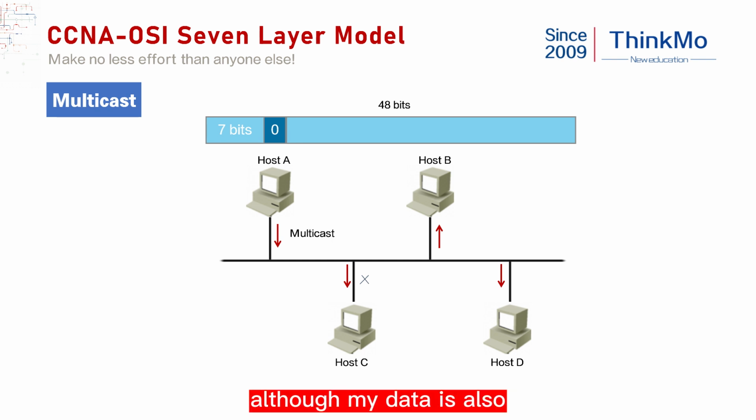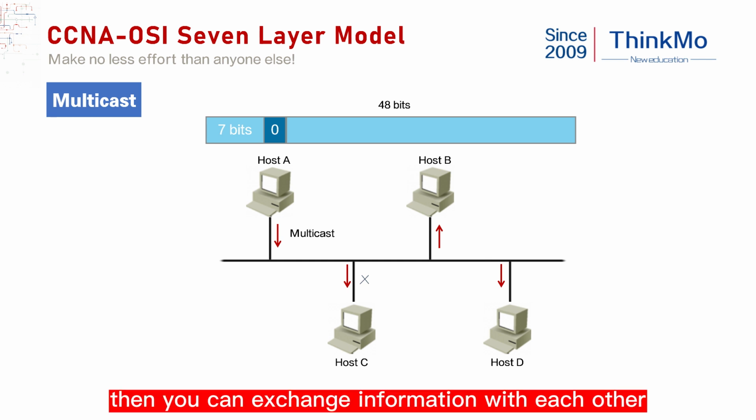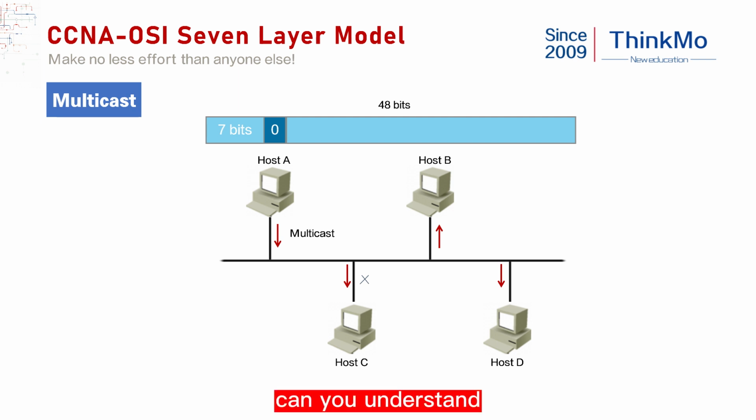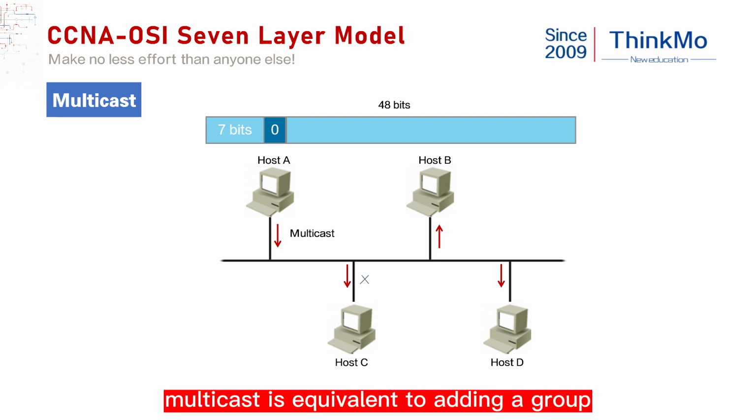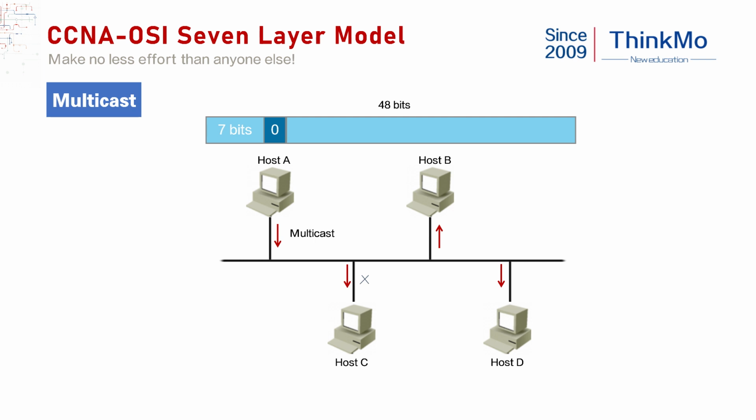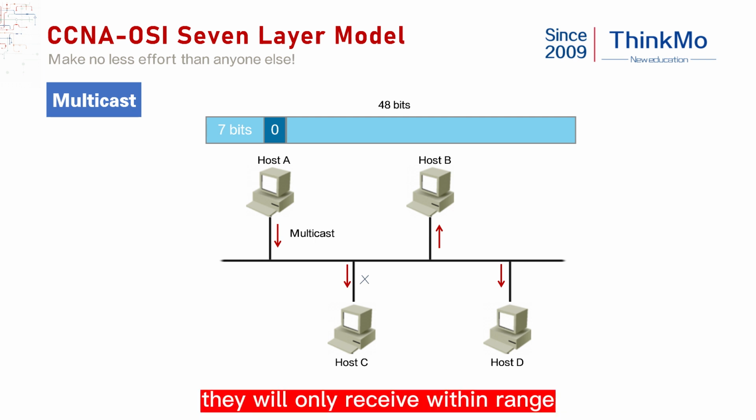When we communicate on a daily basis, although my data is also transmitted over the whole circuit, you don't receive this item. Someone else ran OSPF, you ran RIP yourself, then you can't exchange information with each other. Can you understand? Multicast is equivalent to adding a group. They will only receive within range.